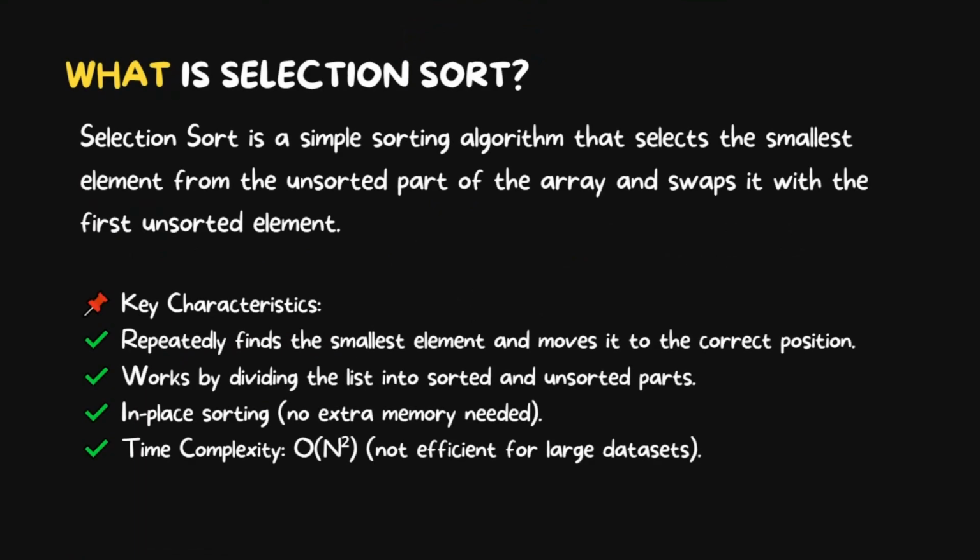Before we dive into the implementation, let's first understand what selection sort is and how it works. Selection sort is a simple sorting algorithm that works by repeatedly finding the smallest element from the unsorted part and swapping it with the first unsorted element. It divides the list into two parts: the sorted part at the beginning and the unsorted part, the rest of the list. It always selects the smallest element from the remaining unsorted portion. It works in place, meaning it does not require extra memory. Time complexity is O(n²), not efficient for larger datasets.